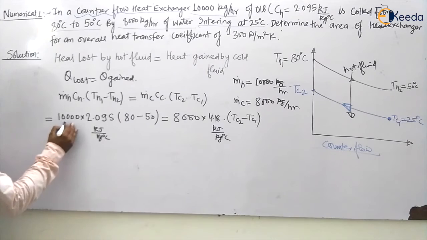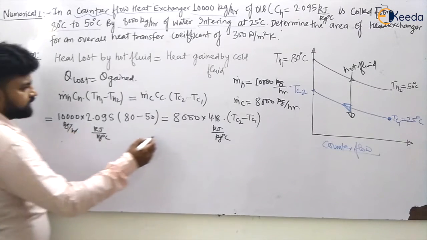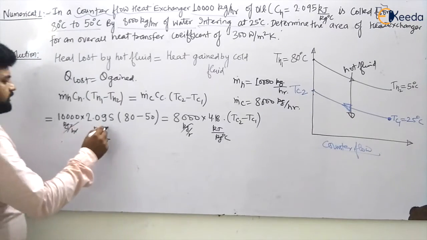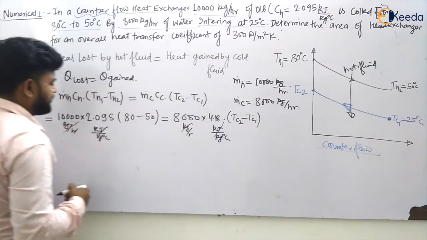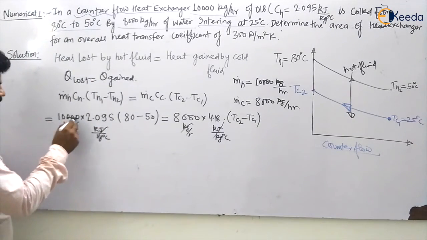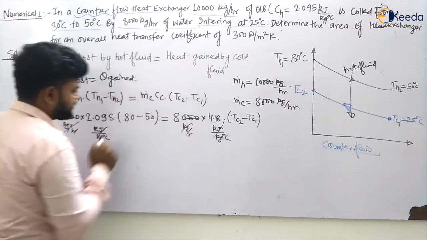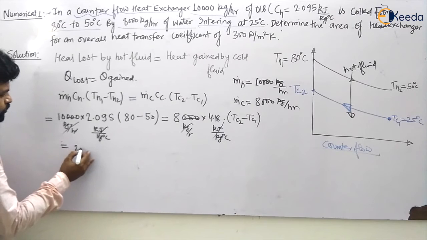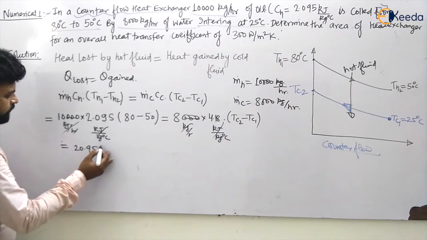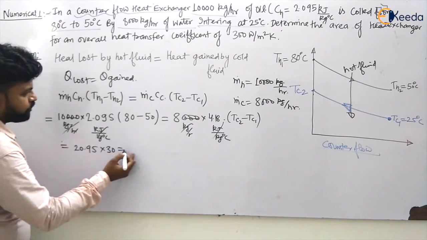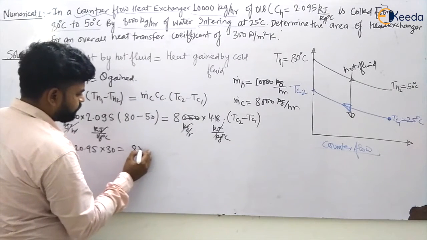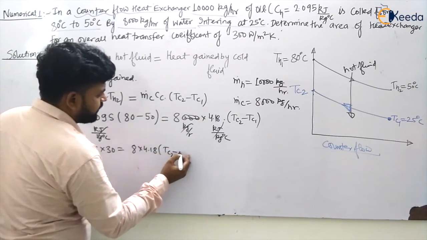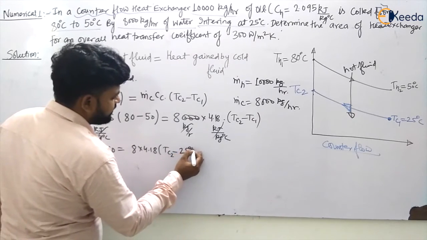So this is in kg per hour. This is in kg per hour. So both will be cancelled. That is kilojoule per kg, that will be cancelled. Let us cancel this also. This will become 30. So I will have 20.95 into 30 is equal to 8 into 4.18, and that is Tc2 minus Tc1, he has given to be 25 degrees Celsius.